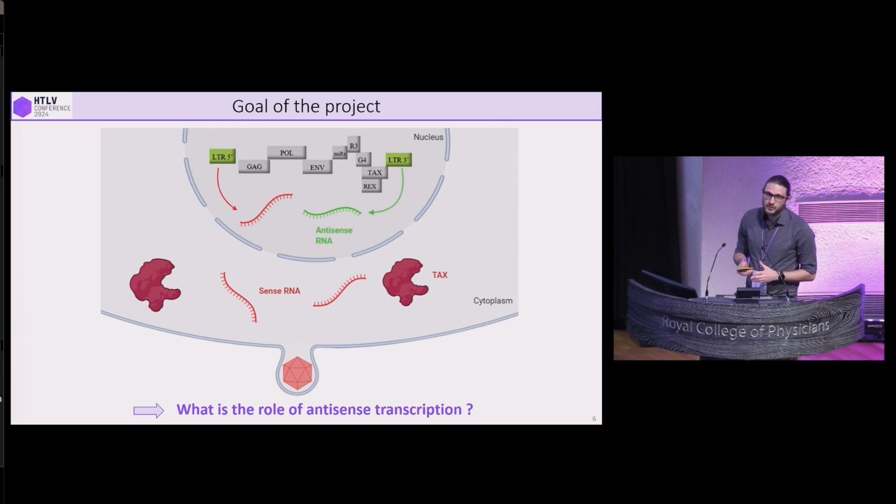The sense transcripts are exported outside of the nucleus, where they can be either translated into new proteins or incorporated into newly forming virions. The antisense transcripts, however, are mostly retained in the nucleus, and at the moment we still don't know what their biological function is. So that is the aim of this research: to understand a little bit more about antisense transcription of the bovine leukemia virus.